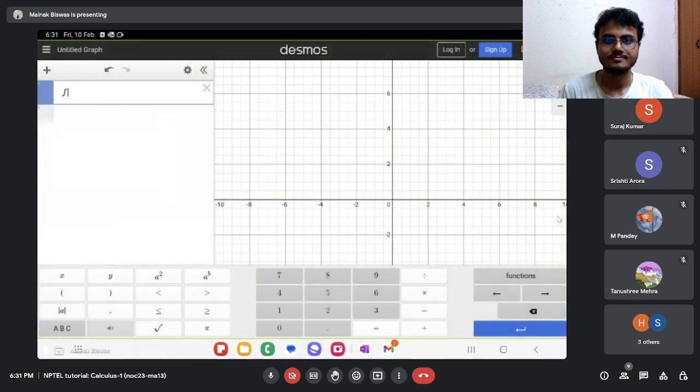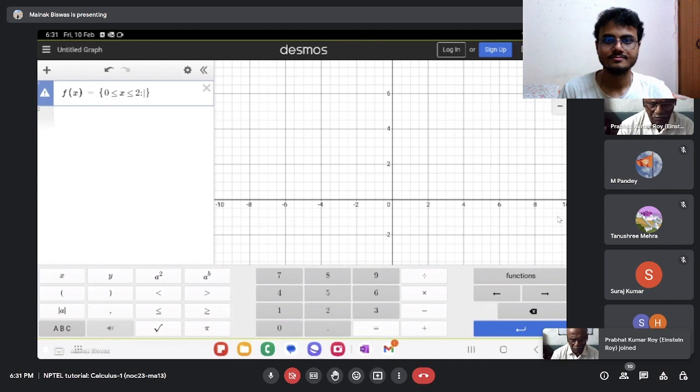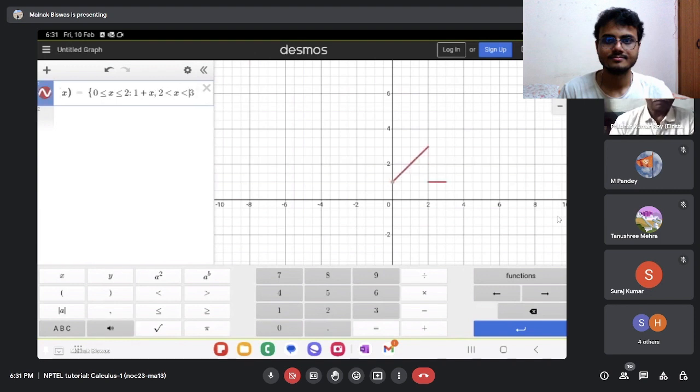So f of x was defined as, between 0 and 2, this was 1 plus x, comma, between 2 and 3, the value was, I think I remember it as 3 minus x. So yeah, this is the function.